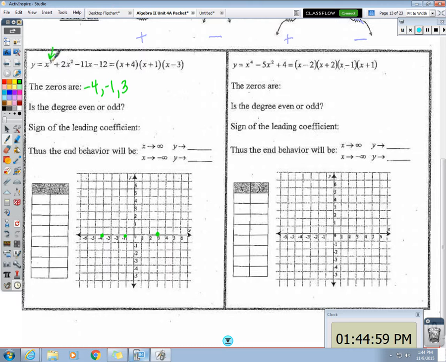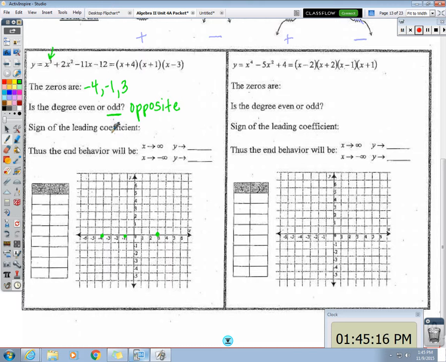Okay, now, is this degree even or odd? Odd. It's cubic. Okay, so what does that let you know about the graph before you even see it? Opposite directions, right? That means one side's going to go down, one side's going to go up. But you have to figure out which.